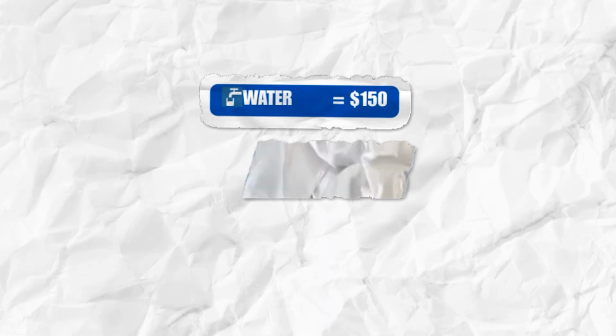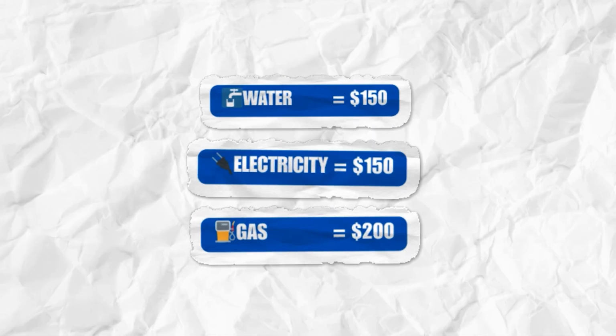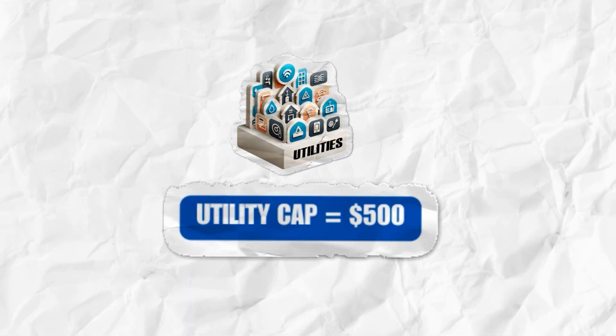So let's say water is 150, electricity is 150, so now you're at 300, and gas for 200. And now you're looking at a total of 500, right? That would be your utility cap of 500, where now you're putting in a clause that says, should you exceed the utility cap, you will have to pay the difference out of pocket.